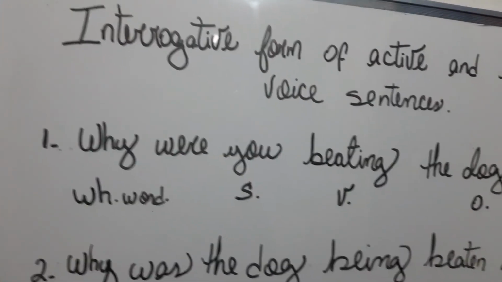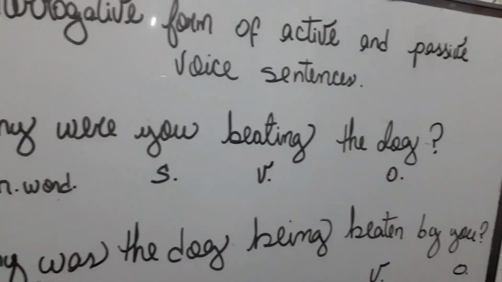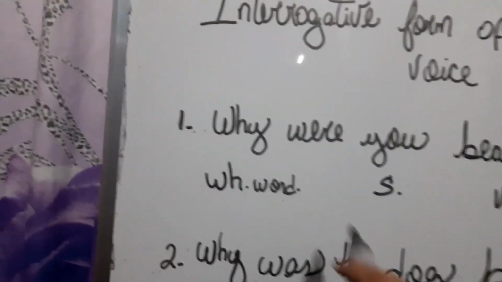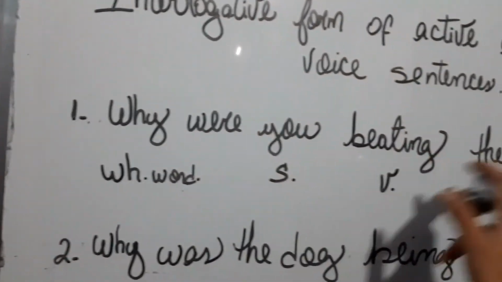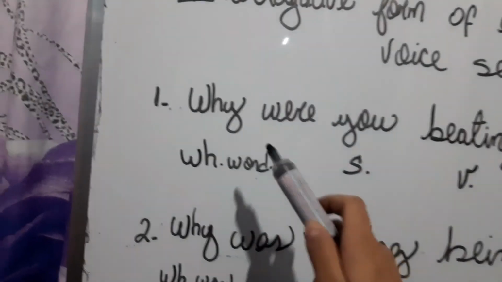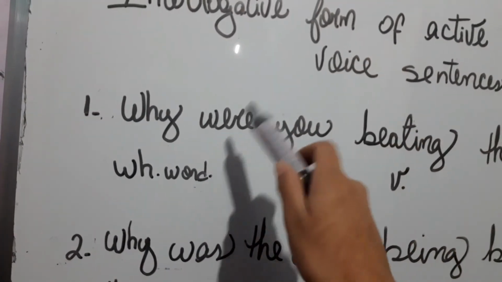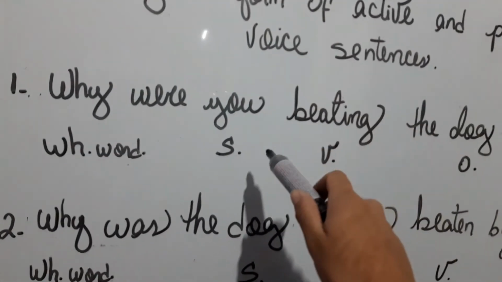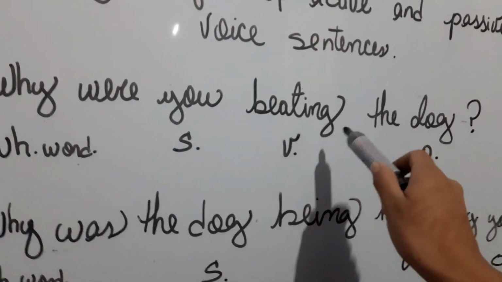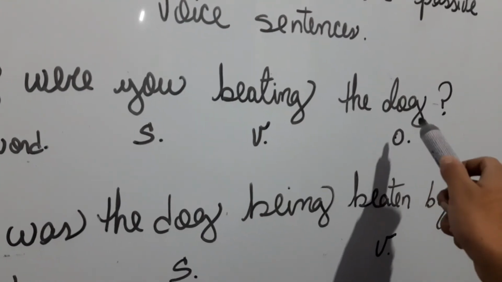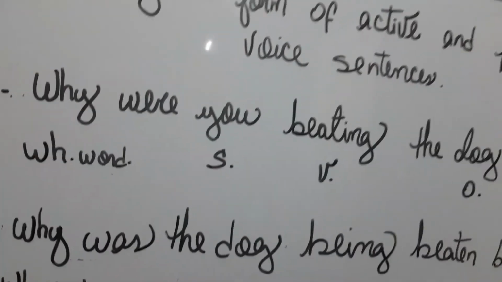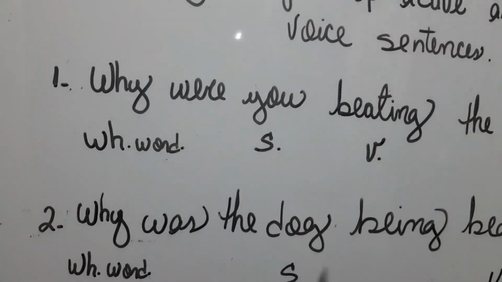Let's analyze the interrogative form of active and passive voice sentences. Here we have an example. Why were you beating the dog? We have the WH word, then the were or was, then the subject, then the verb with the ing, and at last the object. We are following the rules of the sentence.